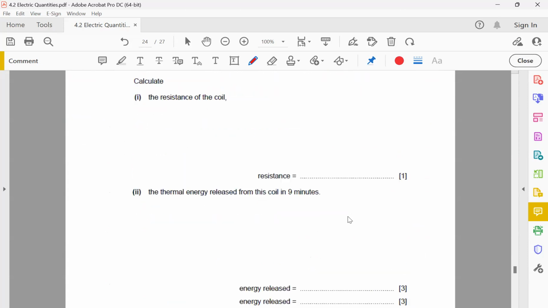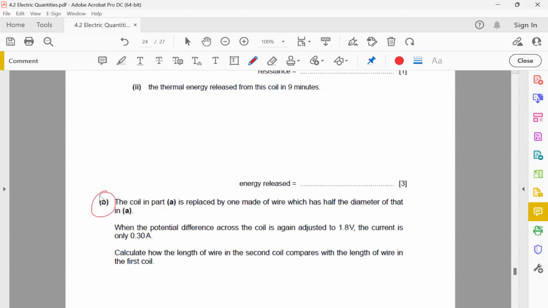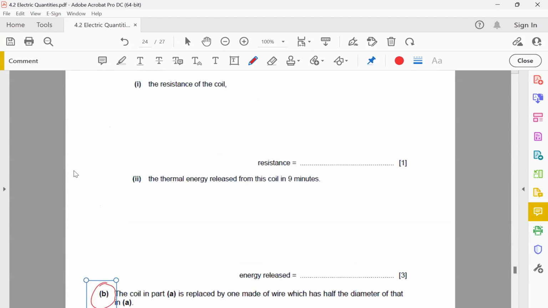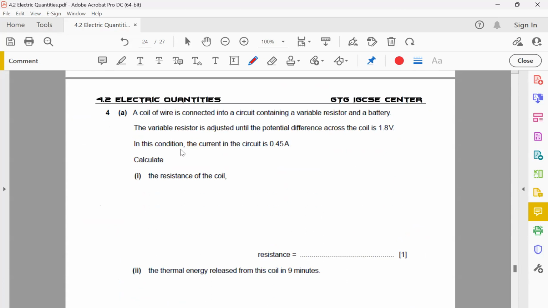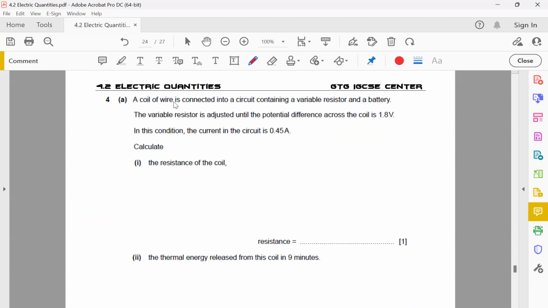Easy. Another, oh, this one is one of the other harder questions here. Alright guys, this one here is also one of the harder questions from last week. If you look at this information here, it says that a coil of wire is connected to a circuit containing a variable resistor, meaning the resistance changes, and a battery. The variable resistor is adjusted until the potential difference across the coil is 1.8 volts. This is obviously your voltage. The current in the circuit is 0.45 amperes, this is obviously your current lah.